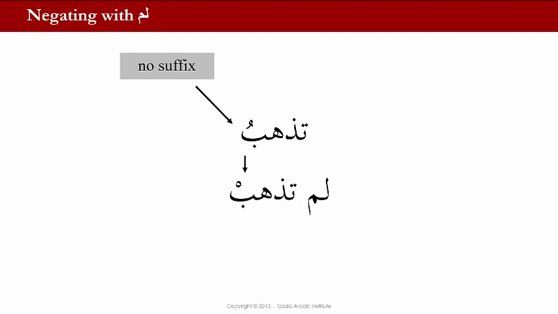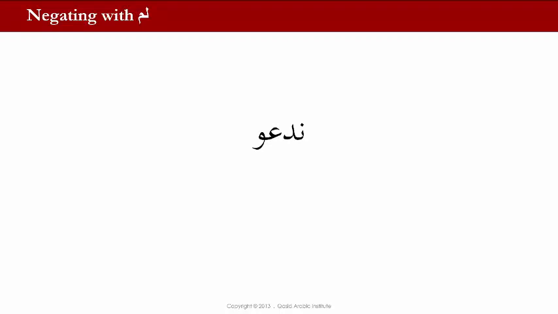For those present tense verbs that have no suffix added, such as tadhabu, she goes, we can see that if we want to negate this verb, we would say lam tadhab. The dhamma changes to a sukoon. She didn't go.